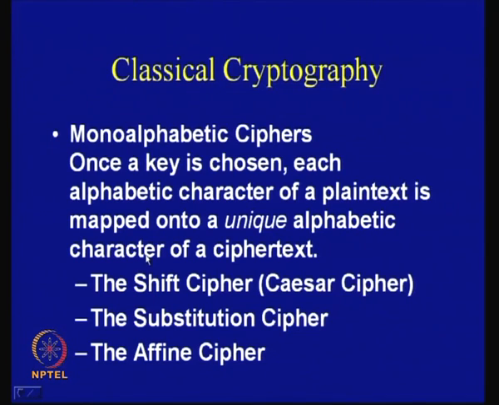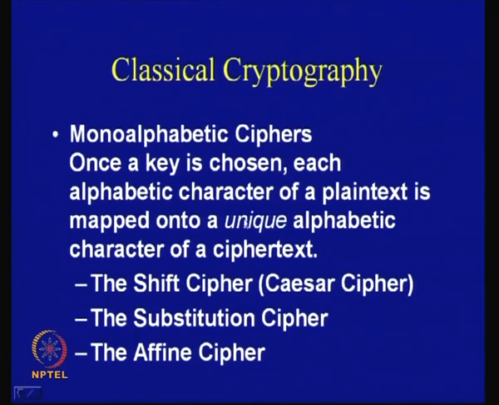So if I take A and it maps to C, then it will always map to C. So it's a kind of unique and fixed transformation. Some examples of such ciphers are the Caesar cipher, or something more generalized known as the shift cipher. Then you have the substitution cipher and the affine cipher.